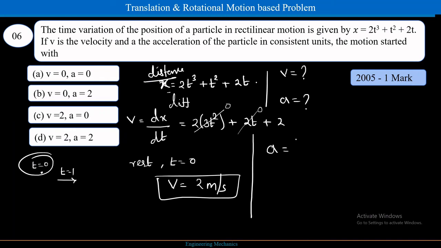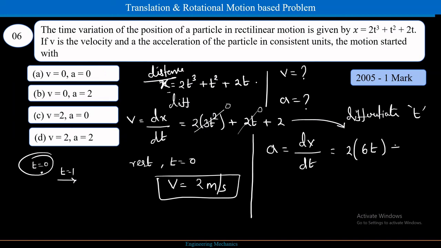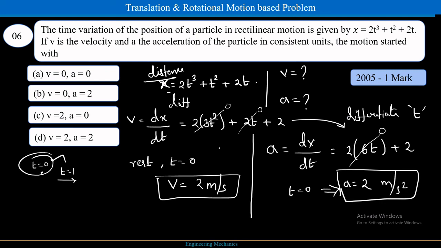Let me find acceleration also. Acceleration is the change in velocity with respect to time. Just differentiate one more time with respect to t. So what I will get is 2, it's already there, 6t plus 2. The 2 will become 0 because it is constant. And again t is equal to 0 because my object is about to move, so that term becomes 0 and my answer is going to be 2 meter per second square, a which is equal to 2. So my answer is 2 and 2, that is D.